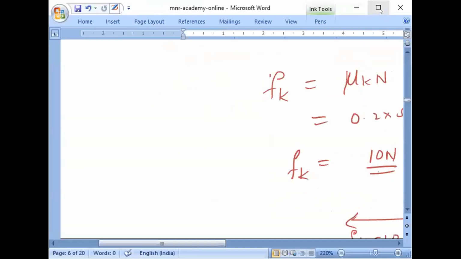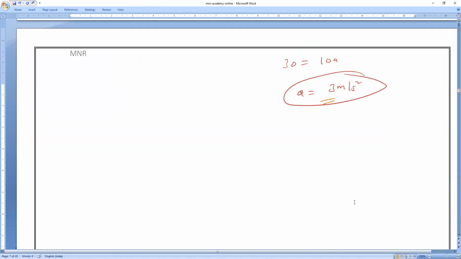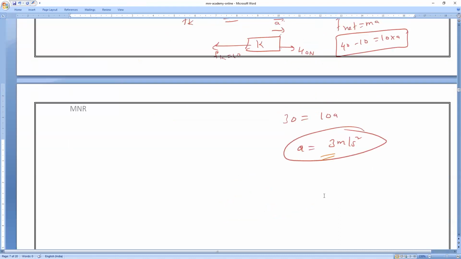Is my screen visible? Okay. Now acceleration, how much did you get? So 3 meter per second square.